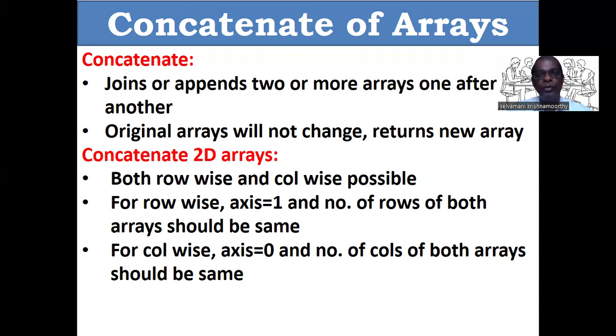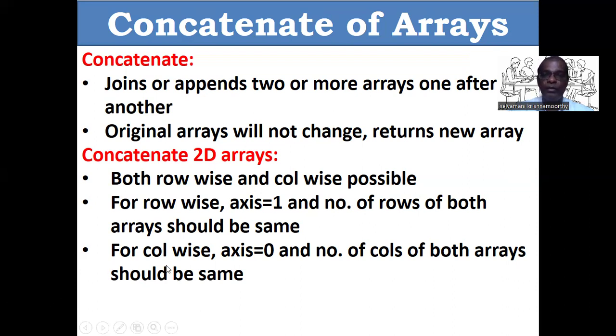That means 2 by 2, one array is there. 2 by 3, another array is there. Array 1 contains 2 rows, 3 columns. Array 2 contains 2 rows, 3 columns. These two arrays can be concatenated because these two arrays have 2 rows.